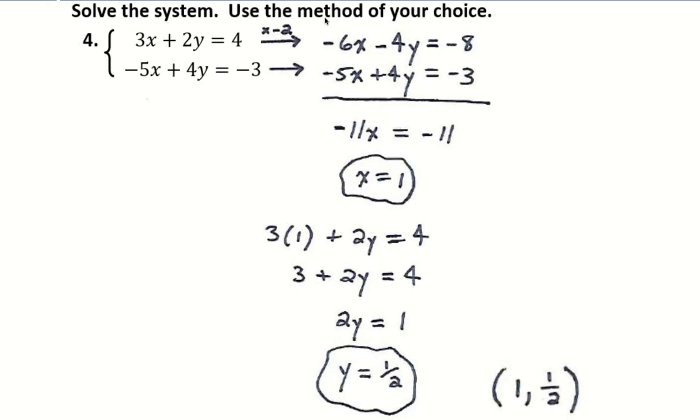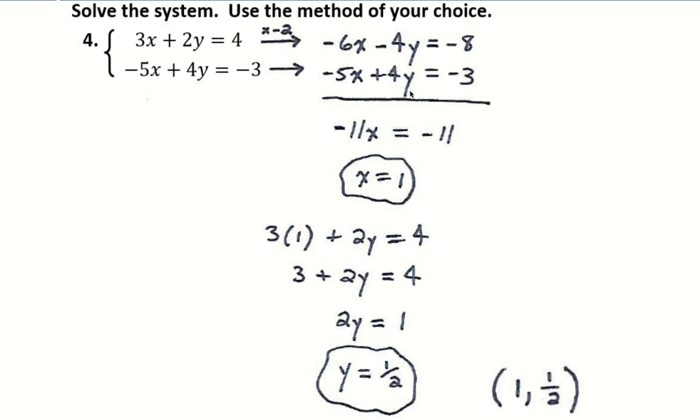Number 4, you can use the method of your choice. I chose the elimination method. You could have chosen something different, but whatever you ended up doing, your final answer should have still ended up being 1 comma 1/2. So you don't have to do it exactly how I did it, as long as you end up with 1 comma 1/2.